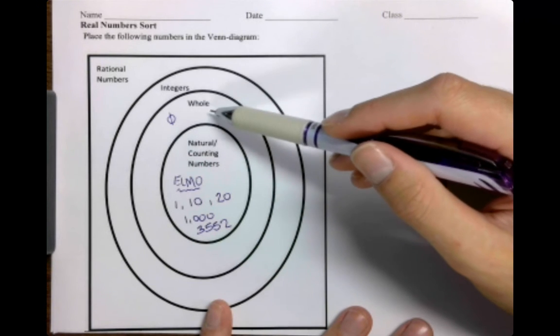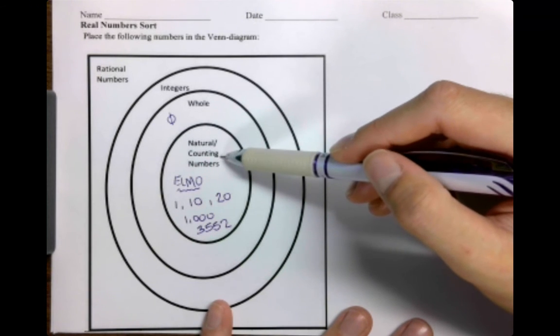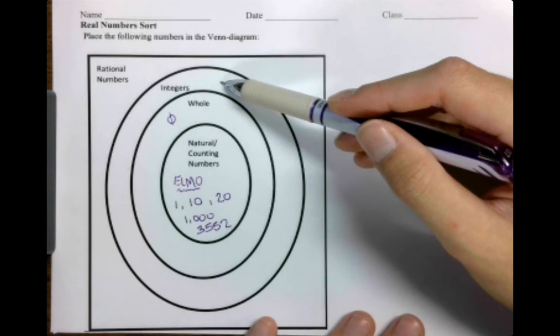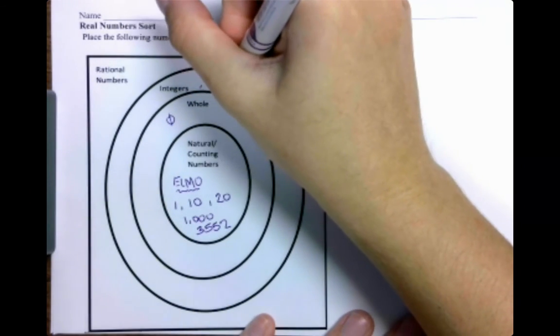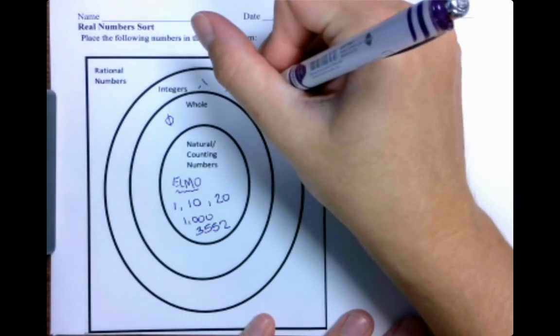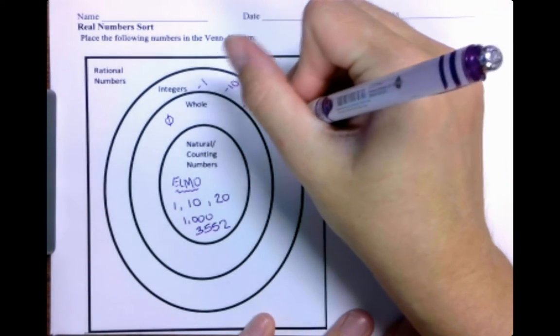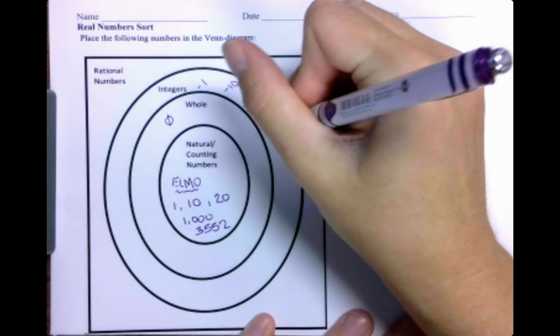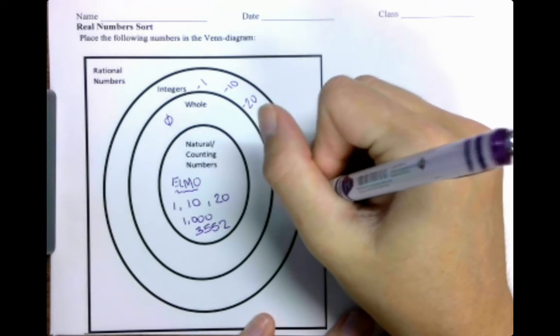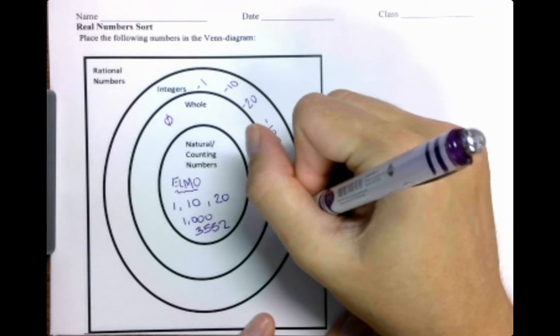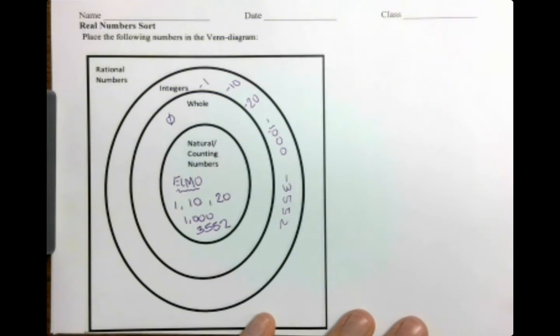Integers are whole numbers and counting numbers, natural numbers, and their negatives. So we could have -1, -10, -20, -1,000, and -3,552. All right.